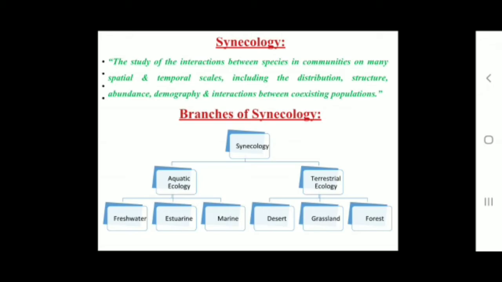It can be defined as the study of interactions between species in communities on many spatial and temporal scales, including the distribution, structure, abundance, demography, and interactions between existing populations. It aims to investigate the relationship between different species that form a community and their interactions with the surrounding environment. Synecology involves both biotic and abiotic factors.